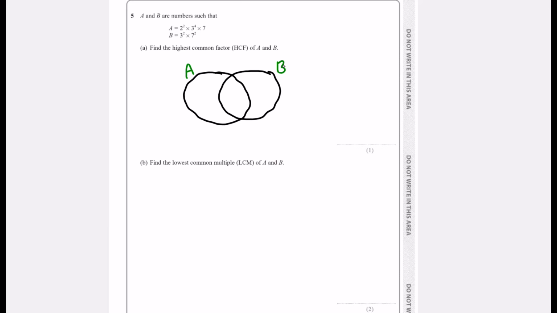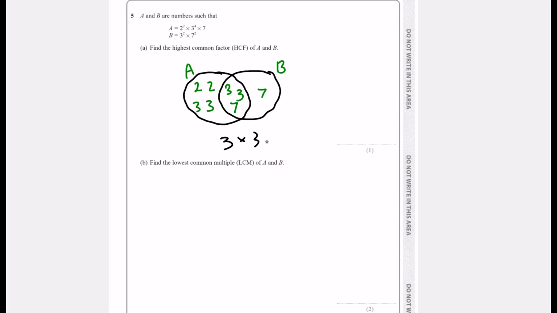So I'm going to put them into a Venn diagram. The prime factors in common, I'm going to put in the middle. So they've both got 2 3s and a 7 in common. A has got 2 2s and 2 more 3s, and B has got another 7. And the highest common factor is the numbers in the middle multiplied together.